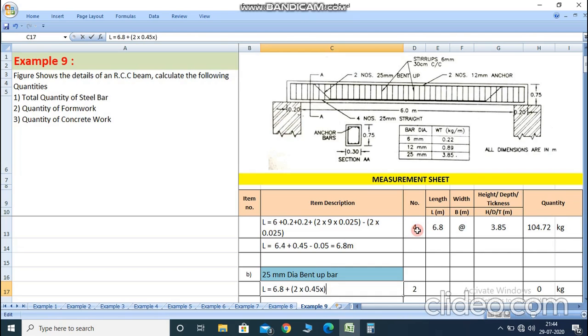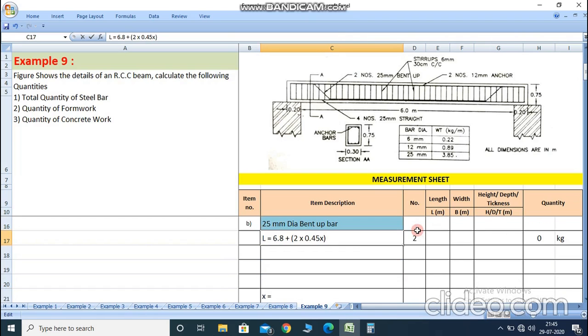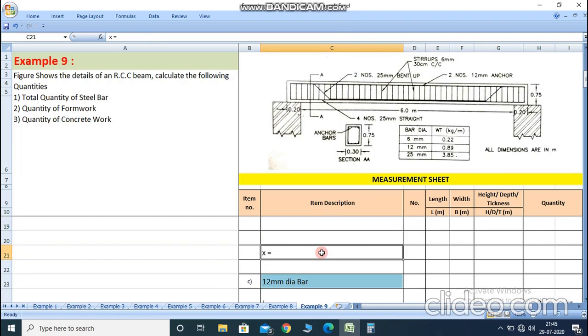So here we find out the x value. Finding the x value totally depends on the depth of the beam, then the cover, then the diameter of the bar and stirrups. So first we calculate the x value. Here the depth of the beam is 0.75 meter. So we write 0.75 minus 2 times cover. On both sides, lower and upper, we minus the cover. So minus 2 multiplied by 0.025. We assumed 2.5 centimeter cover thickness.